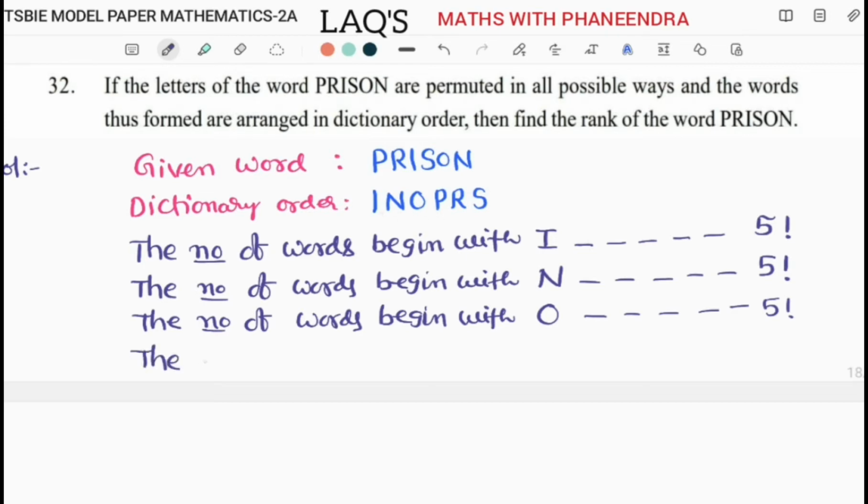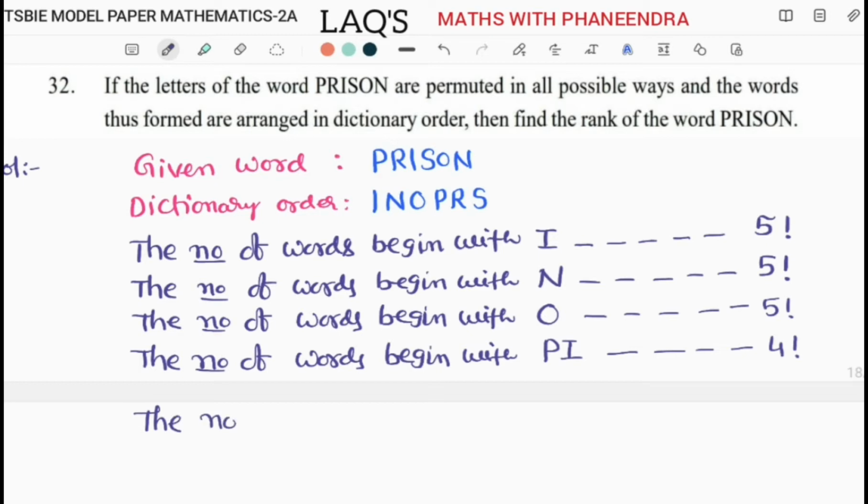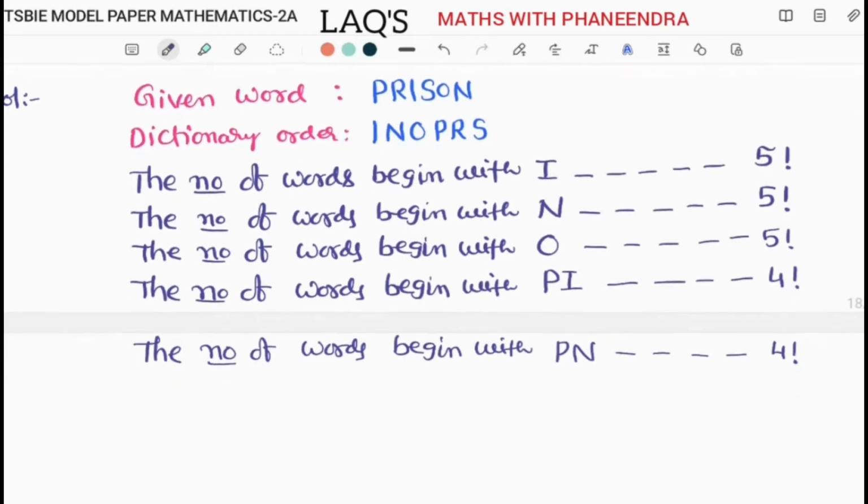Next, the number of words begin with PI. So PI, if you fix, the remaining 4 letters are there, N, O or S. These 4 letters can be arranged in 4 factorial ways. Next, the number of words begin with PN. Again, it is in 4 factorial ways. PN, other than PN, remaining I, O or S, it can be arranged in 4 factorial ways.